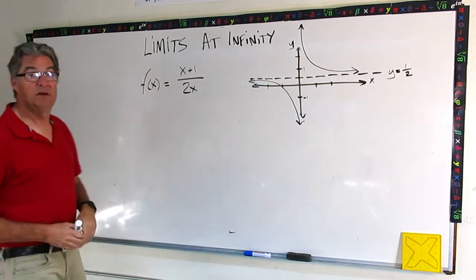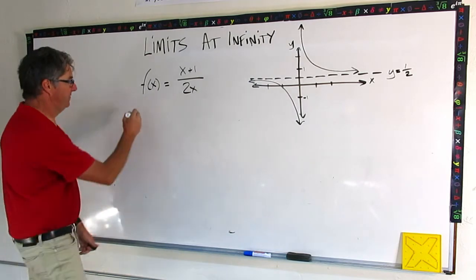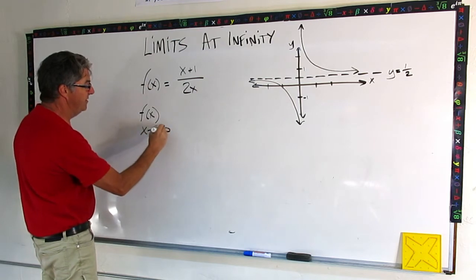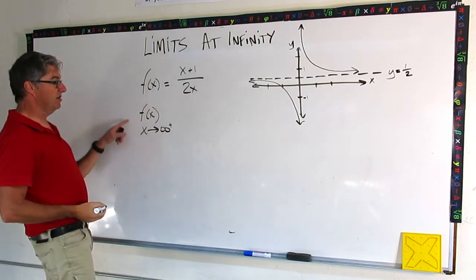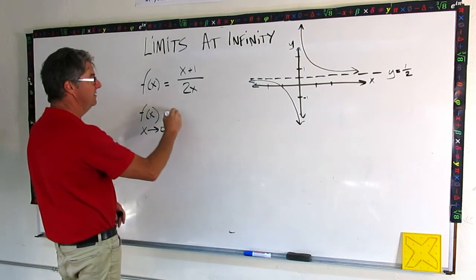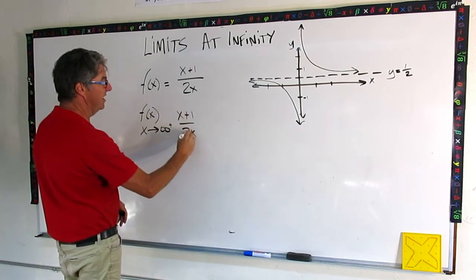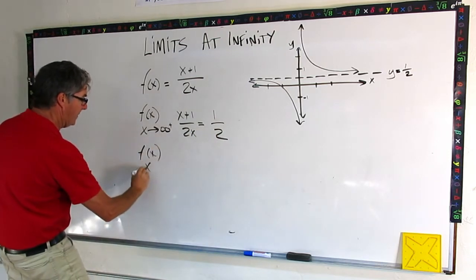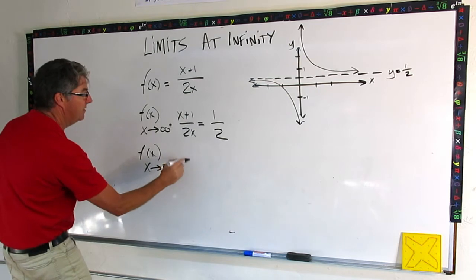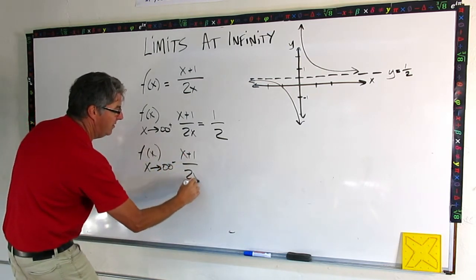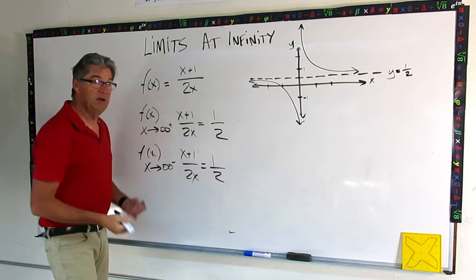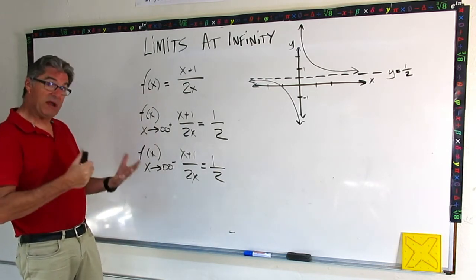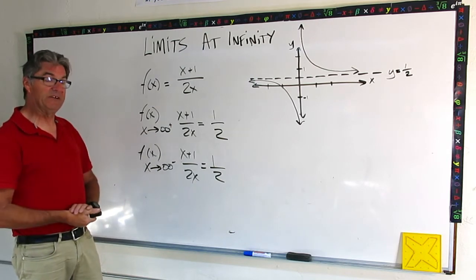Let me grab my pen. So let's write that as a limit. The limit of f of x as x approaches infinity, and I'm going to put a little positive there just to be really clear. We're approaching infinity from the positive side, x plus 1 over 2x, that's going to equal 1/2, and also from the negative side. So now we have a function that has a limit at infinity. Okay? Now we can never quite get there, but we can get really, really close.